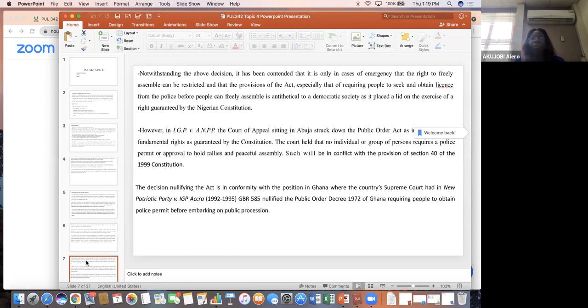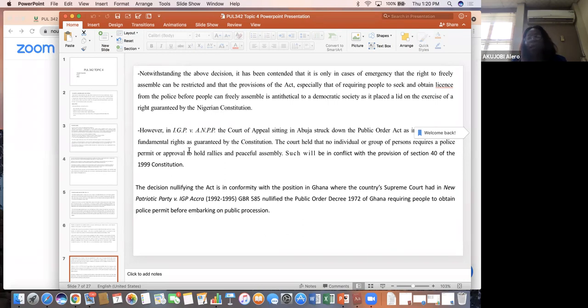However, notwithstanding that decision, it has been contended that it is only in cases of emergency that assembly can be restricted, and that the provisions of the act, especially that requiring people to seek and obtain a license from the police before they can freely assemble, is antithetical to a democratic society, as it places a lid on the exercise of a right guaranteed by the Nigerian Constitution. This is what we've been explaining so far.